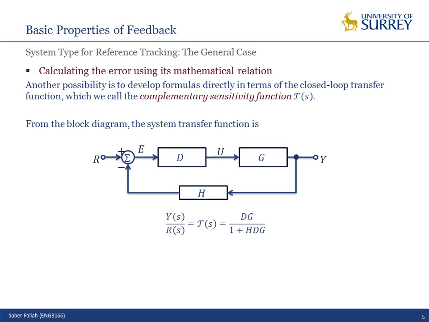If I calculate the closed loop transfer function, Y(s) over R(s) will be DG over 1 plus HDG.